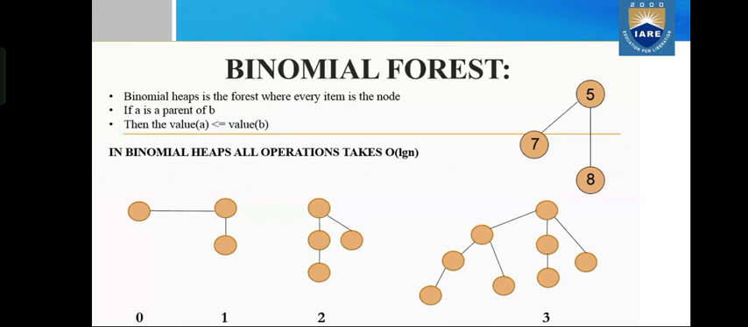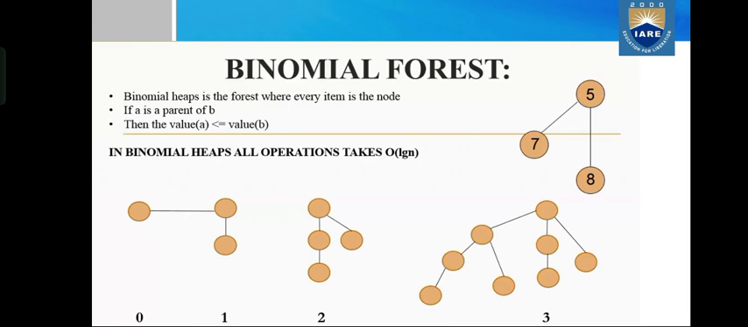We can see it is O(n square), and it takes too much time. As it takes too much time, we use another data structure called a binomial forest to reduce the time complexity. What is a binomial forest?